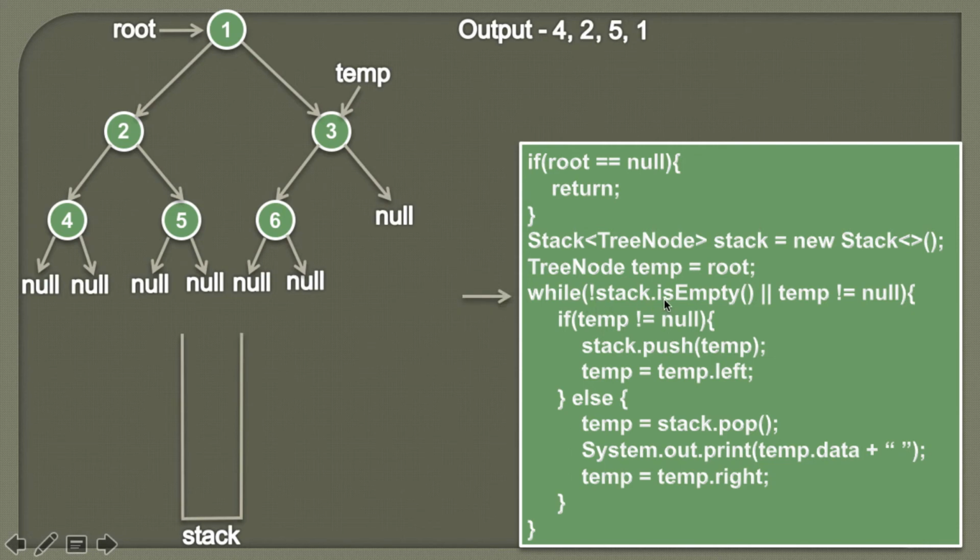Again in the while block we'll check whether stack is empty or not. Here you can see stack is empty, so the first condition comes out to be false. But here you can see temp is pointing to the node 3, therefore it's not equal to null. So the second condition comes out to be true. So the overall condition comes out to be true and the while block executes.